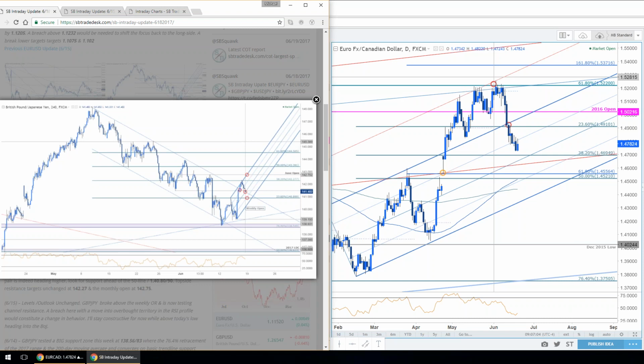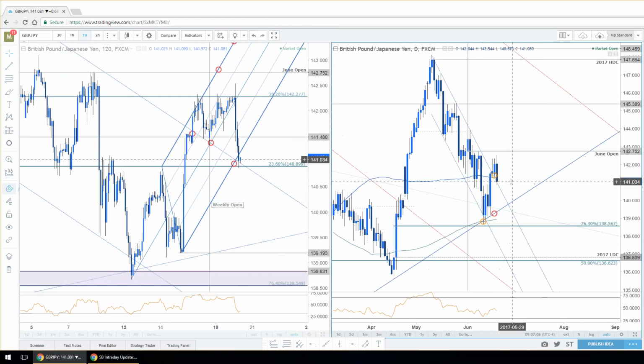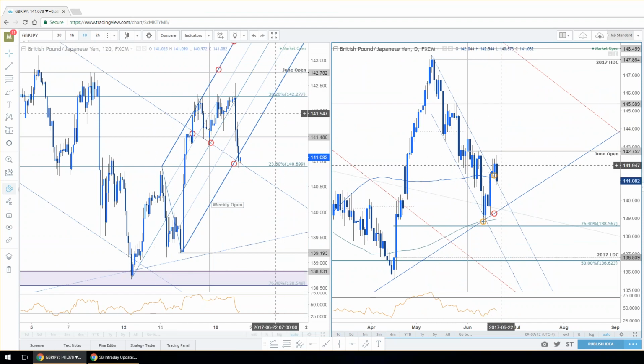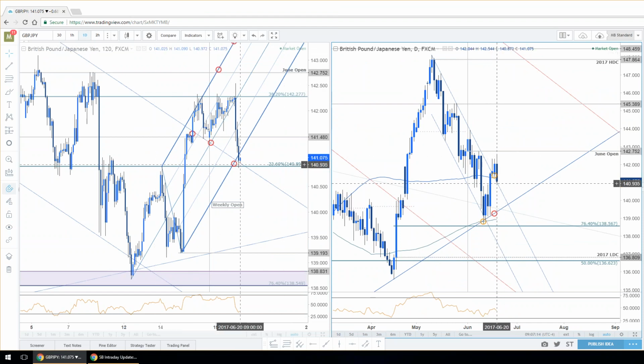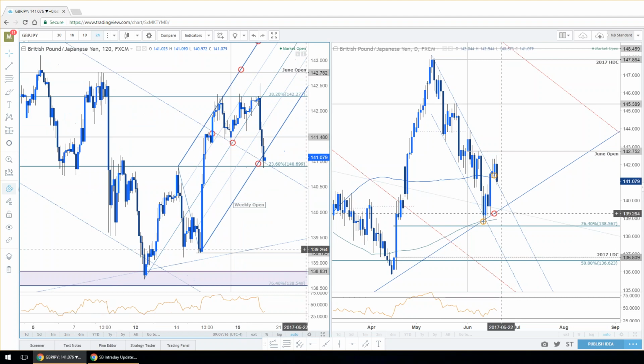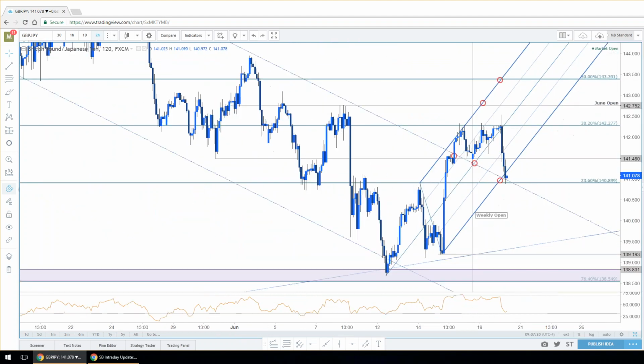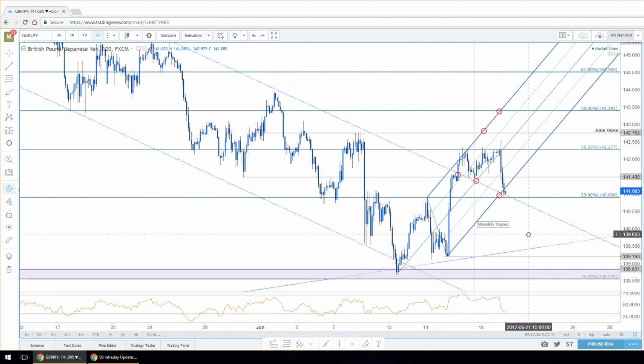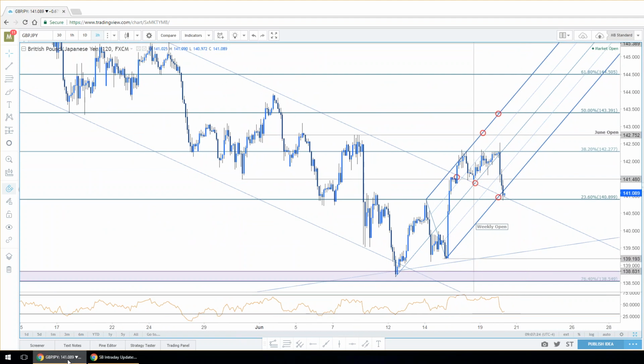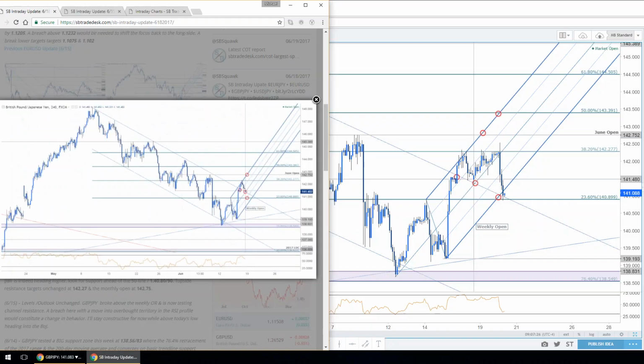Here's pound yen on the current chart, and the concern is that you're making an outside day reversal today after trying to break that resistance. Now we're at support and bullish invalidation right now. Here's what it looks like on the intraday chart. And here's what we look like earlier in the week.